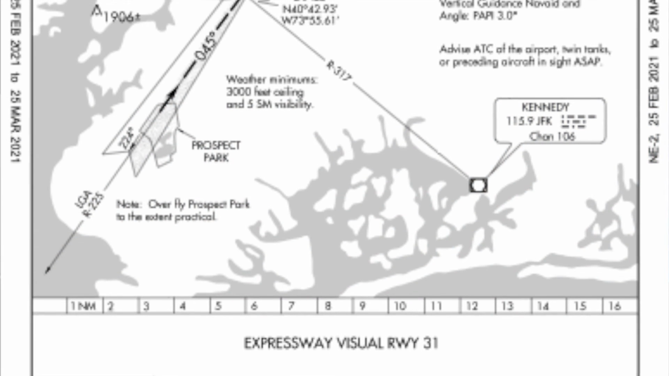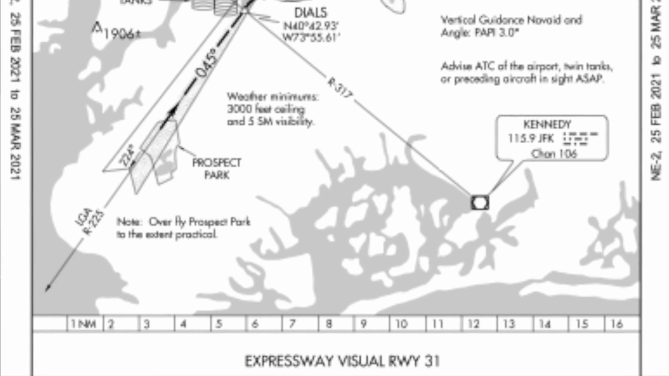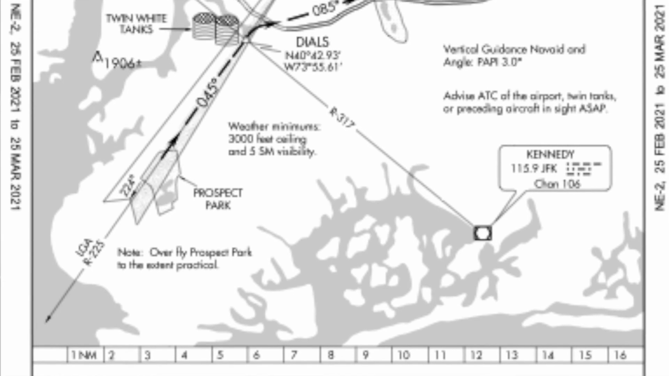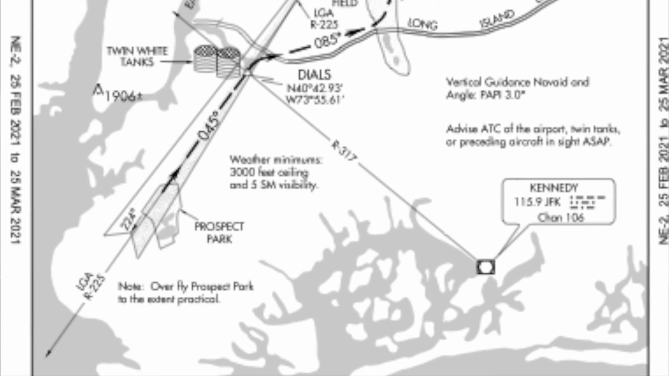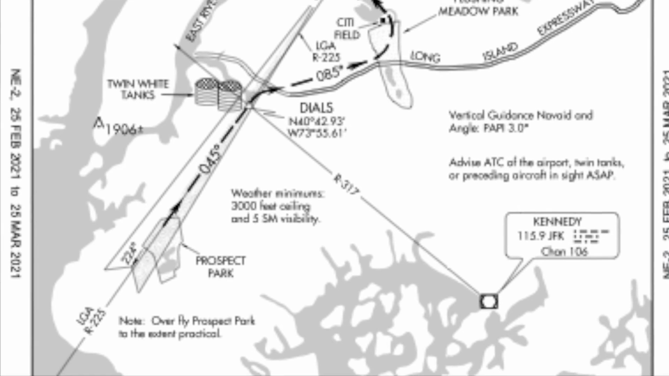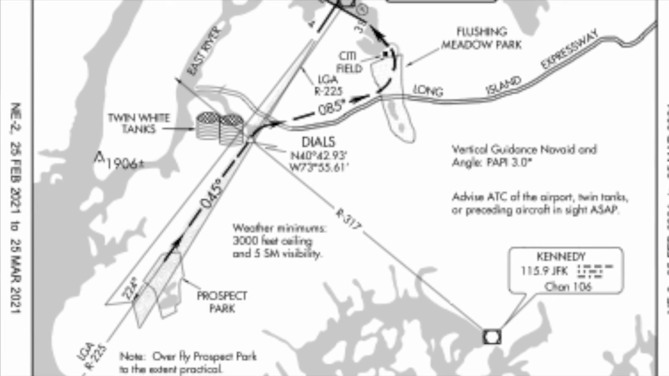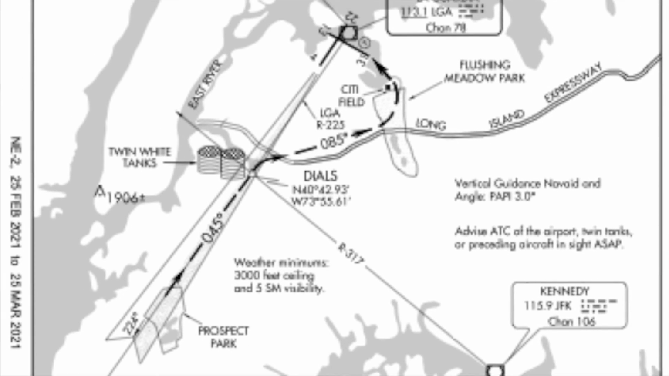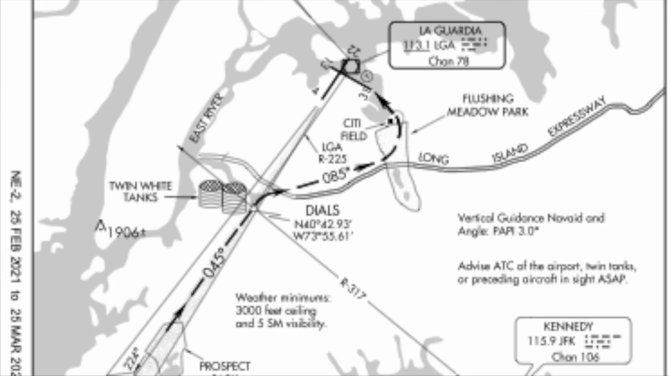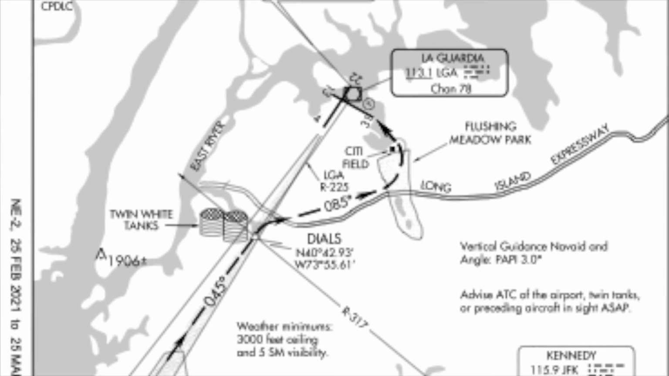I think that one absolutely is my favorite. So when you're coming in on this chart, it's the 19-2 chart, if you're following along on Jeppesen's, the expressway visual runway 31, and you come in over Prospect Park, and you have to visually head over to Dials. Or usually, even under instrument conditions, you can go to Dials intersection. But you have to have the tanks in sight before they can clear you on this visual approach procedure.